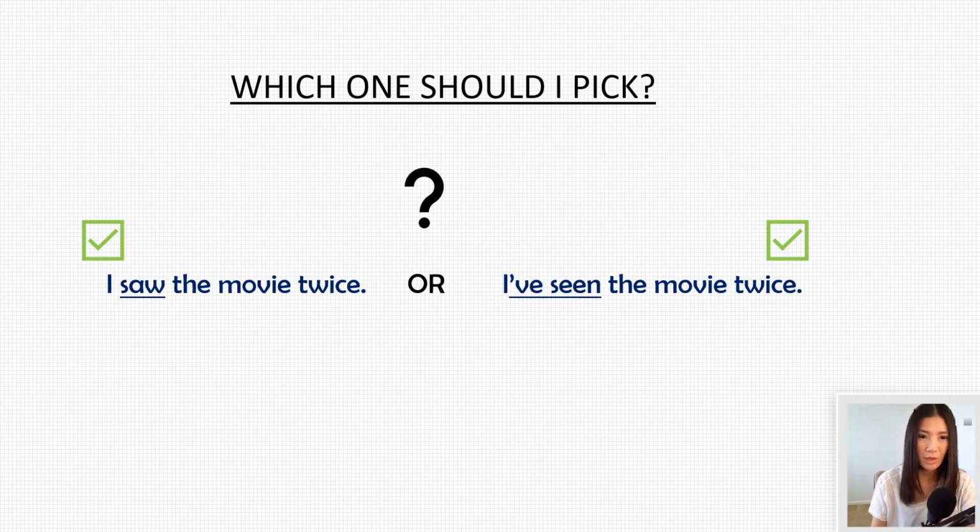Now that we're familiar with forms, let's talk about the difference in usage between these two verb tenses. Look at these two sentences. I saw the movie twice, and I've seen the movie twice. Both of these are actually correct, but depending on what situation you're in, you will have to choose accordingly. And we'll talk about these situations right now.